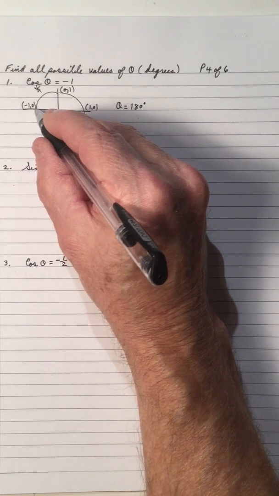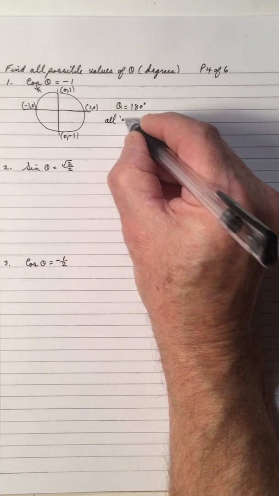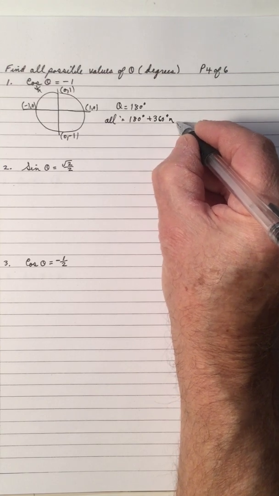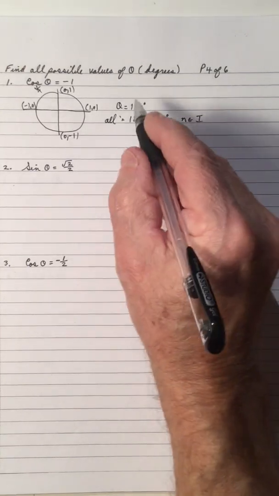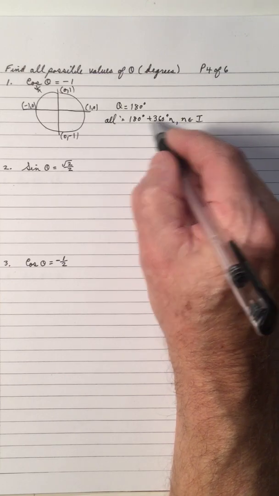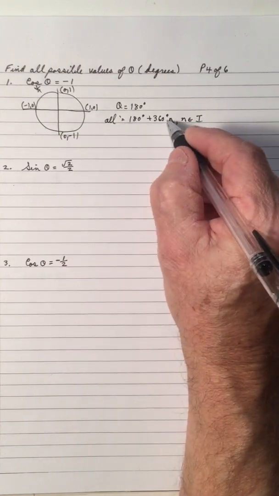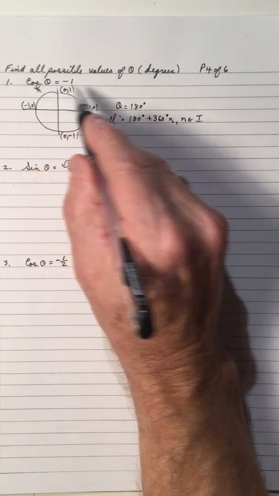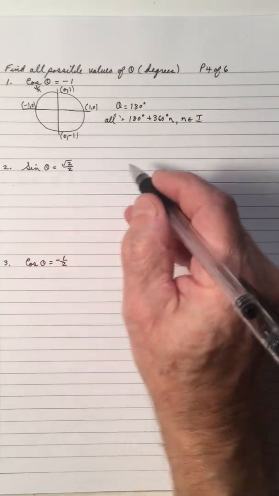Now, that's one of them, but all possible. So all of them is 180 plus 360n, where n belongs to the integers. So that's all of them. So you take 180. If you put 0 here, you get 180. Put a 1 here, you get 360 plus 180. Put a -1, you get 180 minus 360. So this represents all the values, if you graph the cos, that -1 would be all of these angles here.